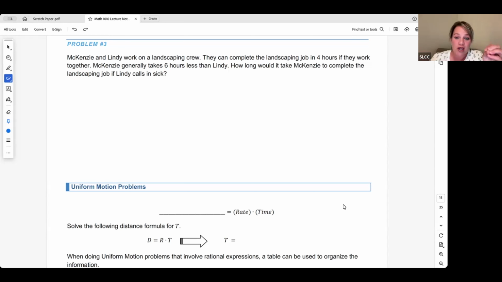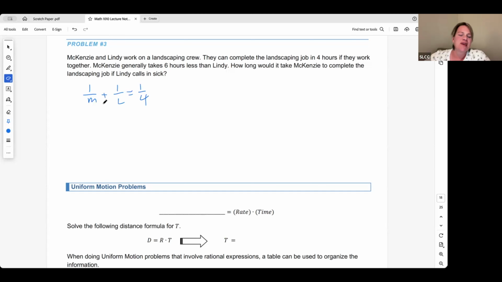Notice we're talking about work. They're doing a job. So one job in so many hours, all three pieces are going to be a rate. Okay, so let's fill that rate in. Mackenzie and Lindy work together. So one job for Mackenzie's time plus one job for Lindy's time equals together one job in 4 hours.